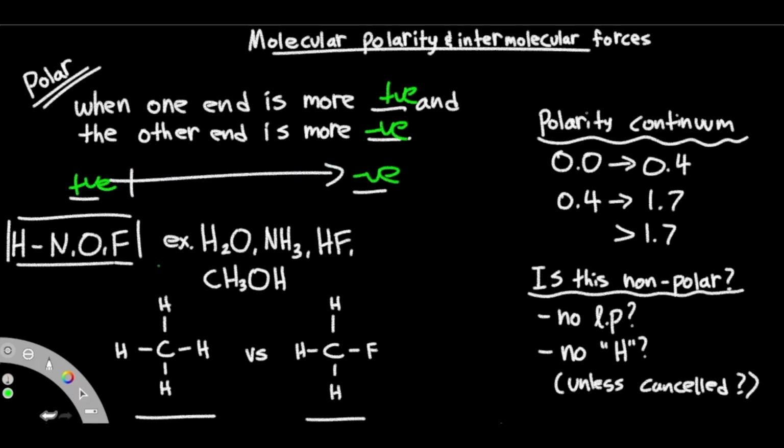H0 is a principle you should be familiar with. So H with an N, H with an O, or H with an F tends to be a polar molecule. All of these here are examples for reference. If we look at these two different types of molecules here, both look symmetrical. The only difference is this has an H and this has an F.